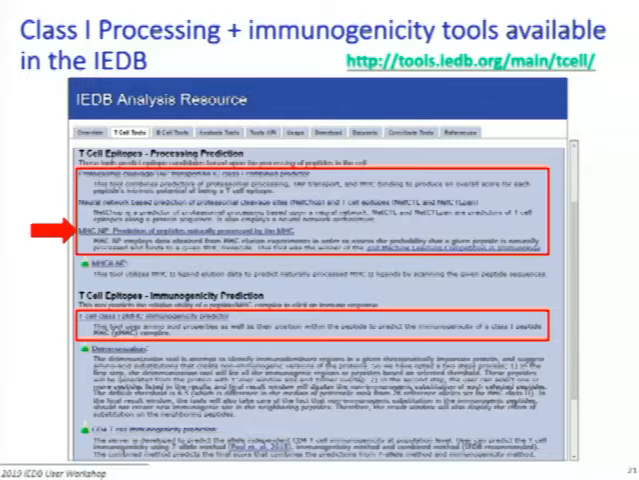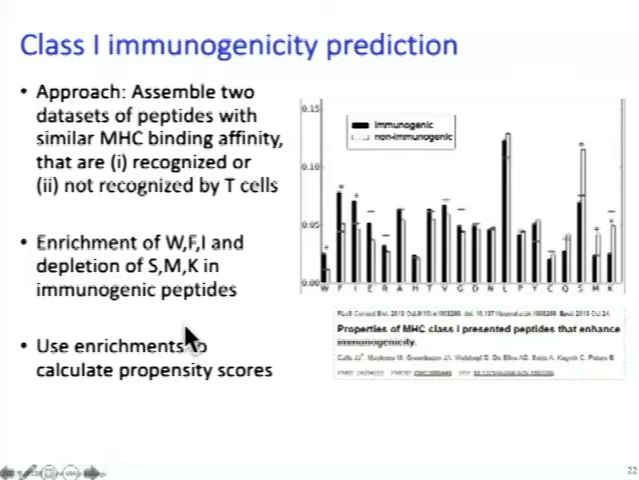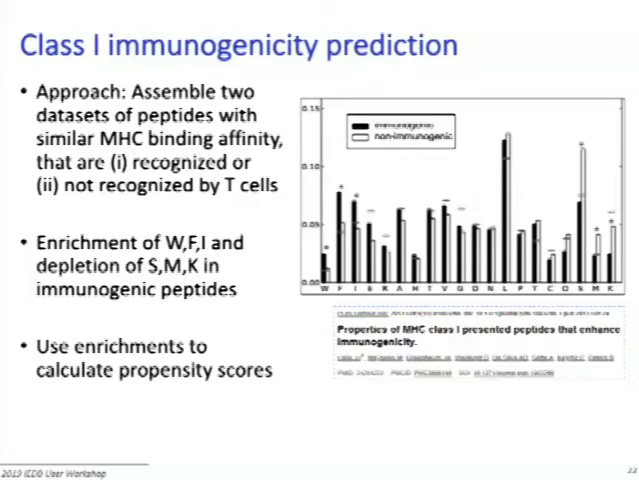So this is all the processing tools I showed you before. In addition to the processing itself, what we are interested in is which peptides are likely to trigger a T-cell response. So we do have an MHC class I immunogenicity predictor. And here, what we mean by that is we're looking at peptides that are equivalent in terms of their ability to bind MHC class I molecules. And then if we look at peptides that are actually known to cause a T-cell response and compare them to peptides that are binding at the same affinity to MHC, but do not cause a T-cell response, do we find any differences?